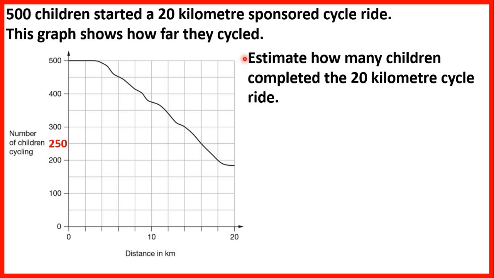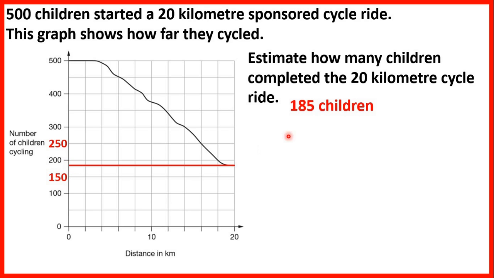Now estimate how many children completed the 20-kilometer cycle ride. So we have 20 kilometers at the end, and if we draw a line across, we can see that that's just under 200. Remember, the line in the middle of 100 and 200 will be 150. But the line that we've drawn is closer to 200 than it is to 150.